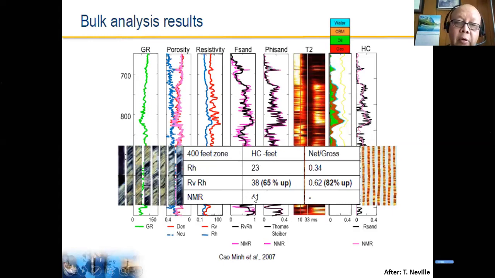Okay. So looking at it, if we had been using the RH like what we have been doing before, using the measured resistivity alone, we're only going to get 23 feet of hydrocarbon pay. But if you are using the RVRH method, we are now getting 38 feet. And if you use the NMR, it's about 41, so not much difference from there. And you look at the image logs here, they are really thinly laminated sands.